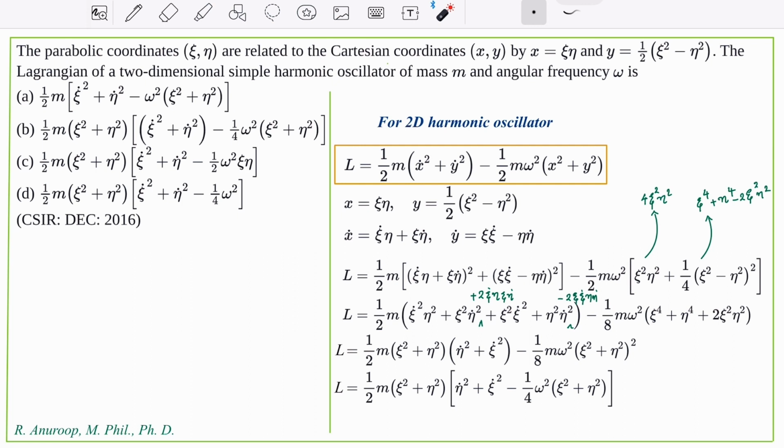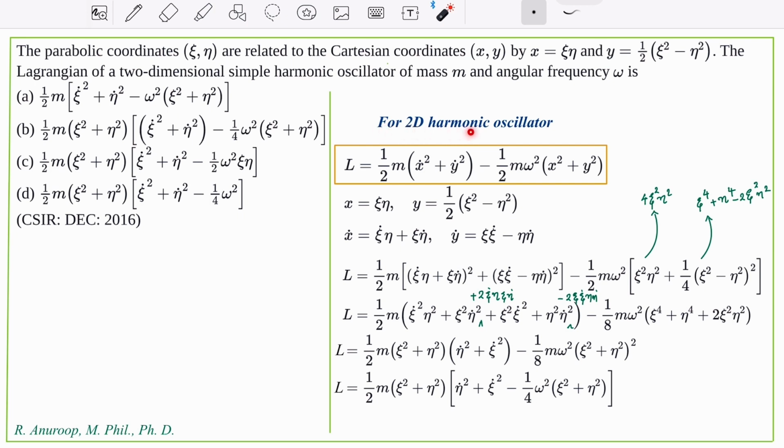In the present problem, it is given that x is equal to psi eta, where psi and eta are parabolic coordinates, and y is equal to 1 by 2 into (psi square minus eta square). We have to find out the Lagrangian of the two-dimensional simple harmonic oscillator in terms of these parabolic coordinates psi and eta. For this, first let us write the Lagrangian of a 2D harmonic oscillator in terms of the Cartesian coordinates x, y.